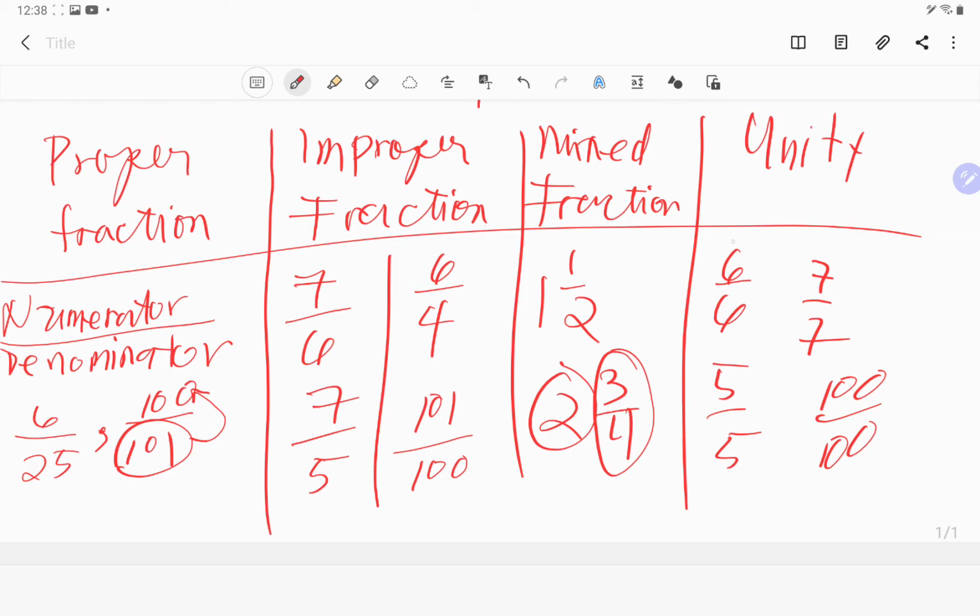Kasi 6 divided by 6 is equal to 1. 7 divided by 7 is equal to 1. And 5 divided by 5 is equal to 1. 100 divided by 100 is equal to 1. So, lahat ng unity is equal to 1. Okay. So, ito yung iba't ibang klase ng fraction natin. Proper fraction, improper fraction, mixed fraction, and unity.